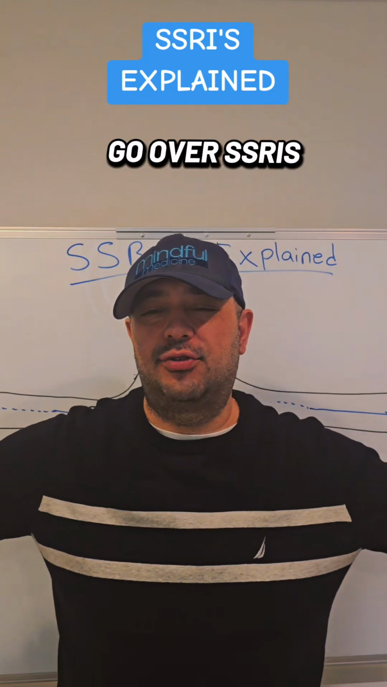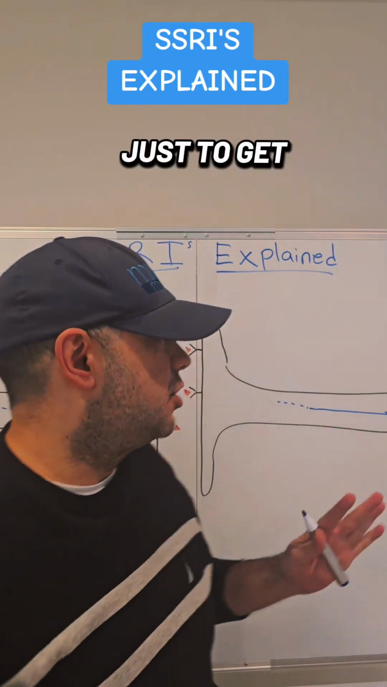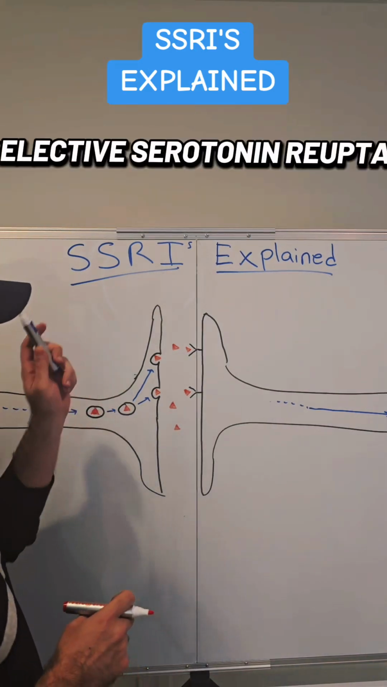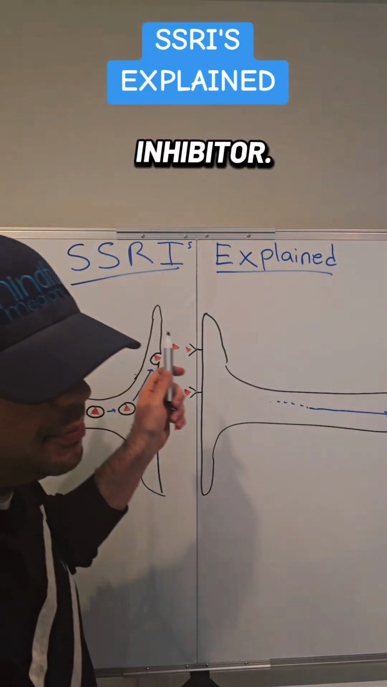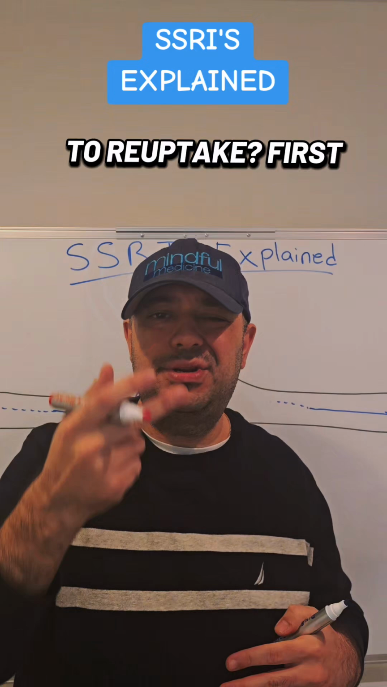Today we're going to go over SSRIs explained simply. Let's go. First, I've got to define a couple of things just to get started. SSRI, what does it stand for? Well, it stands for Selective Serotonin Reuptake Inhibitor. And that's really important. Before we can say what a reuptake inhibitor is, what does it mean to reuptake?